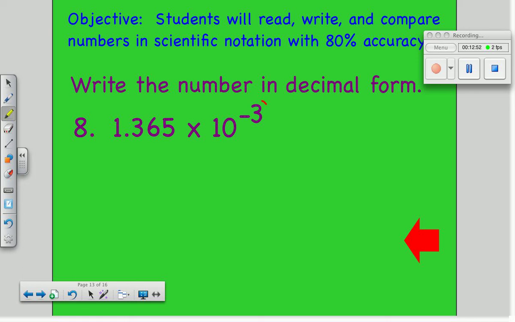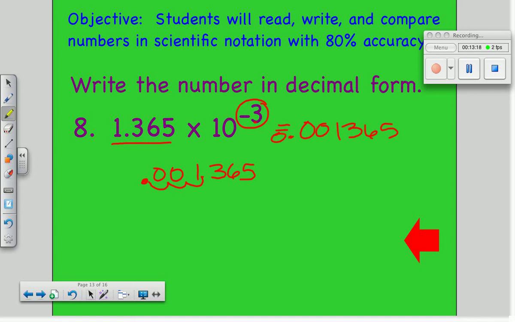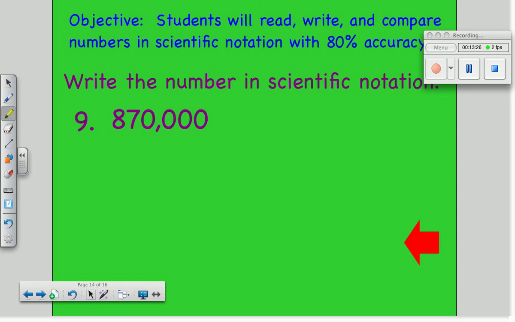This one, again, negative exponent means I'm dividing, so I'm making this number smaller. To make it smaller, I move the decimal to the left. How many times? 3 times. 1, 2, 3. Fill it up with zeros. So we have 0, 0, 1, 3, 6, 5. And I like to put a 0 here just to show my whole number is 0. That's all. Okay? You guys try to do these on your own. Pause the video and try to do them on your own, okay?